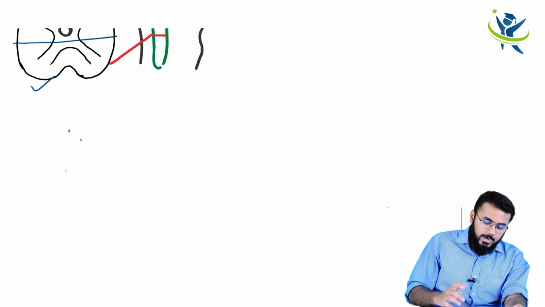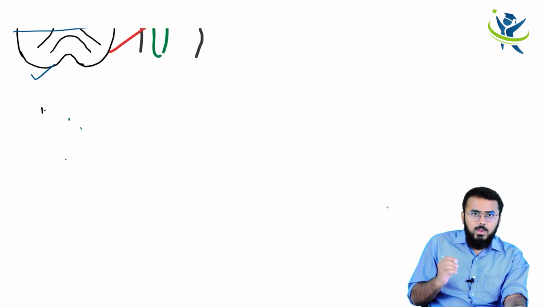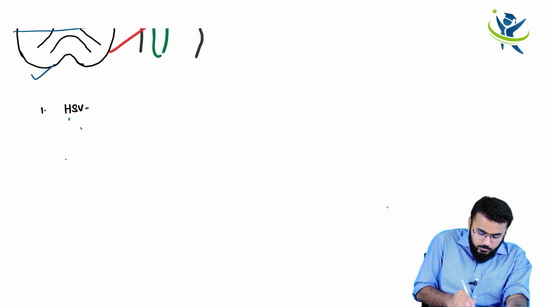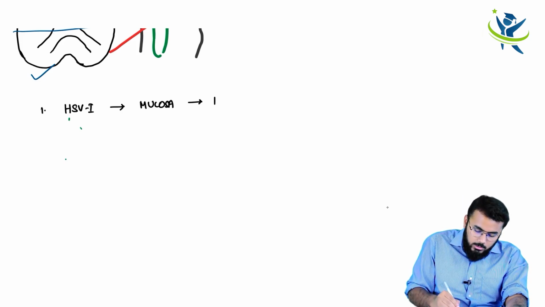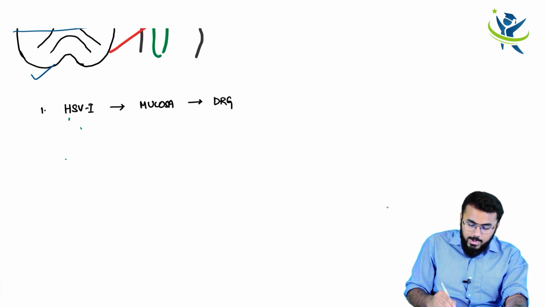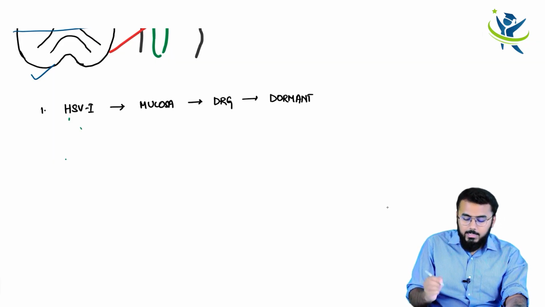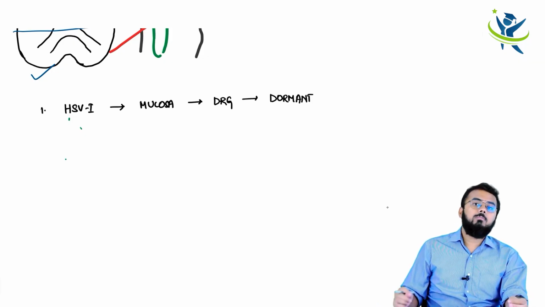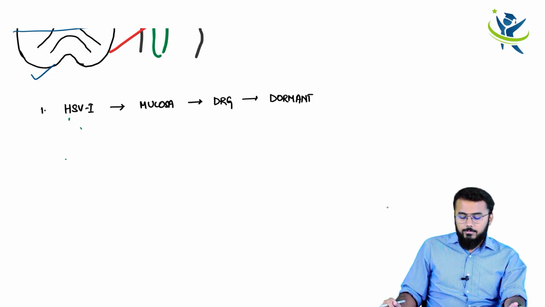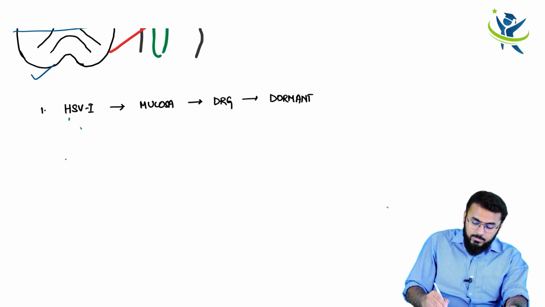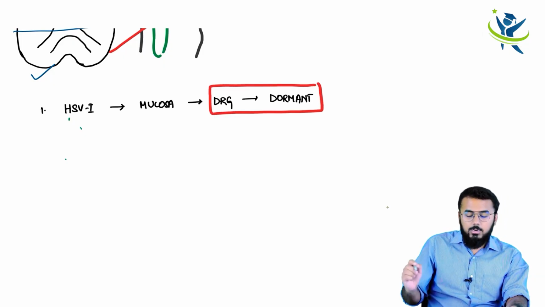So if I put it into a note, the first thing that will happen: herpes simplex virus type 1 will pierce the mucosa, and from there it is going to go to the dorsal root ganglion, and within the dorsal root ganglion it is going to sleep. It means it will be dormant in the dorsal root ganglion. For how much time? It depends upon your immune status. So where the dormancy is occurring is very important. HSV-1 dormancy occurs in the dorsal root ganglion.